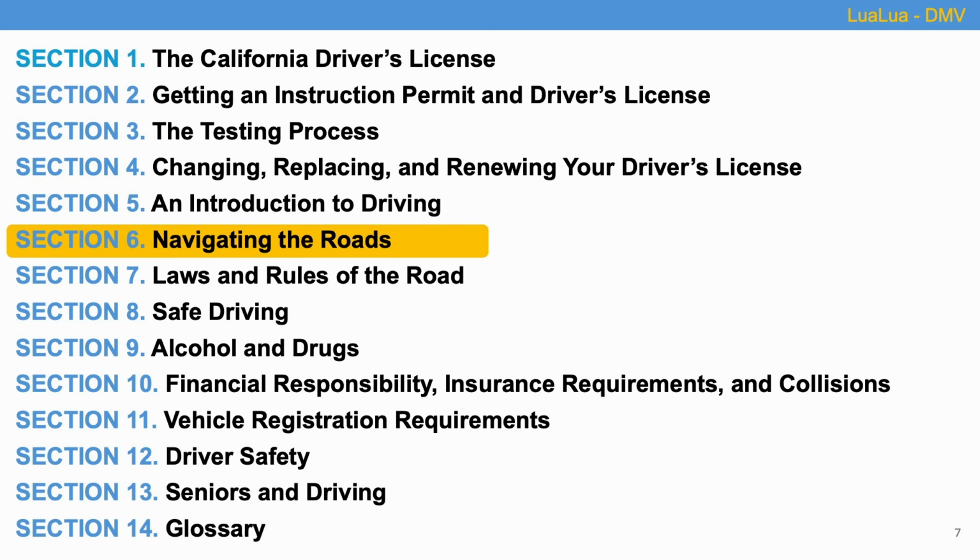Section 6. Navigating the roads. Traffic lanes. A traffic lane is a section of road for a single line of traffic. Lane markings. Lane markings on road surfaces help drivers know which part of the road to use and understand traffic rules. Single solid yellow line. A single solid yellow line marks the center of a road with two-way traffic. Do not pass a vehicle in front of you if there is only one lane of traffic going your direction and a solid yellow line on your side of the road.